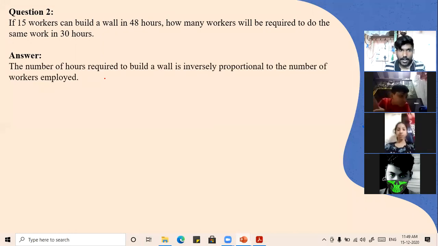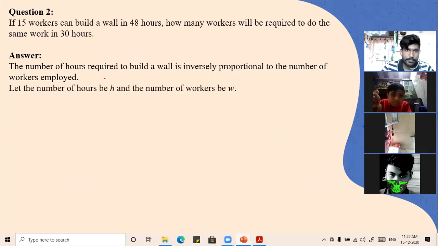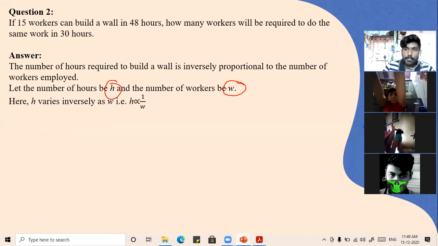So let us start. The number of hours required to build a wall is inversely proportional to the number of workers employed. So the number of hours, I'll take it to be H. The time is measured in hours. So how much time they require is H, and the number of workers is W. Now the time taken will be inversely proportional to the number of workers. So H is inversely proportional to 1 upon W.